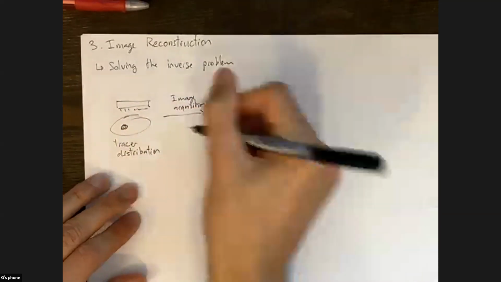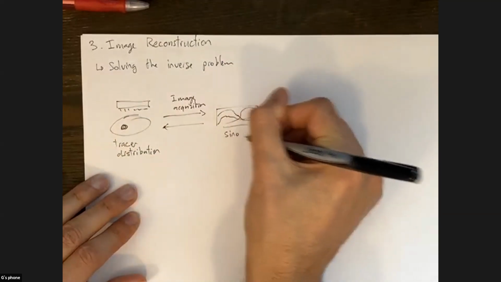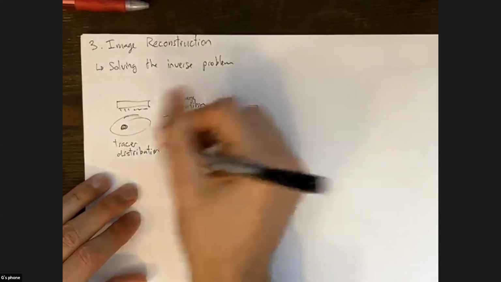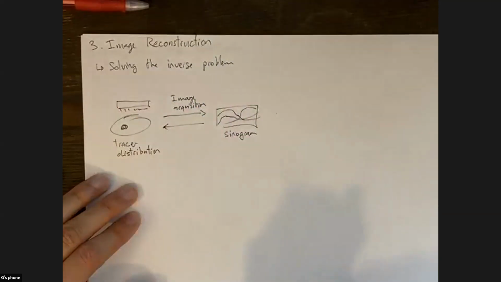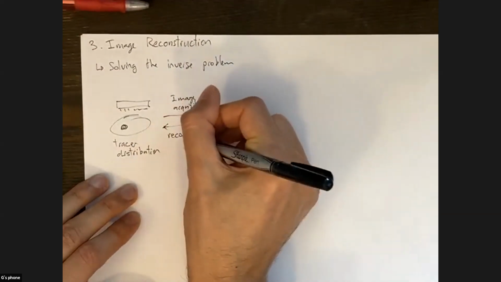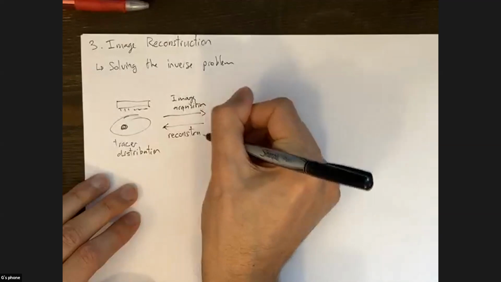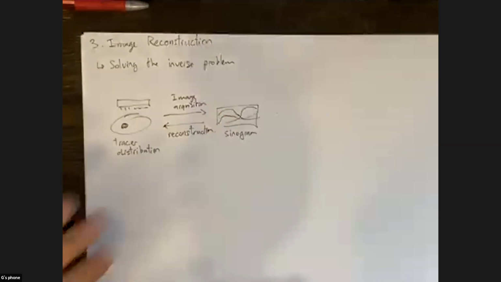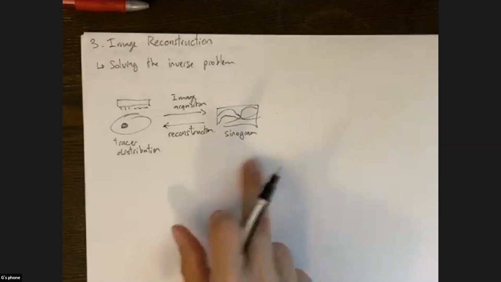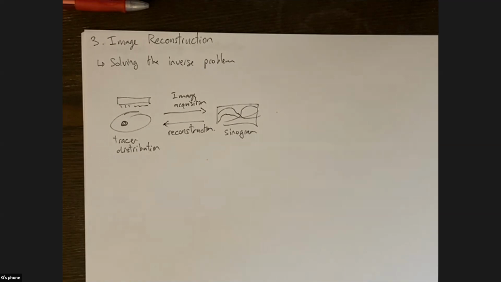And then the reconstruction is the inverse process. So it's going from the sinogram here back to the tracer distribution, because that's really what we want to know. If you show the sinogram to a doctor, he's not going to be able to understand what's going on with the patient, because the sinogram is a very muddled version of the image. It really doesn't make sense if you look at the sinogram. So we need to go through reconstruction, which is the mathematical process, to get back to the tracer distribution here.